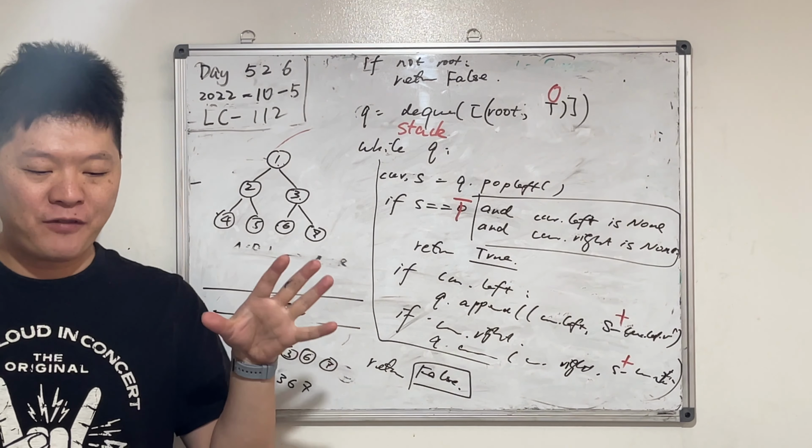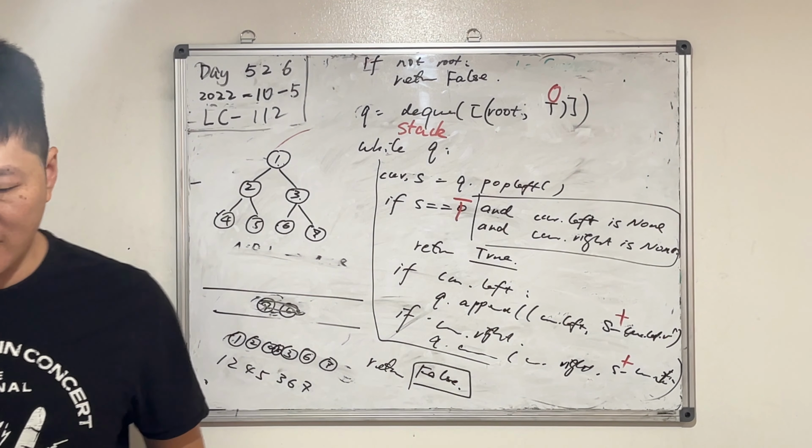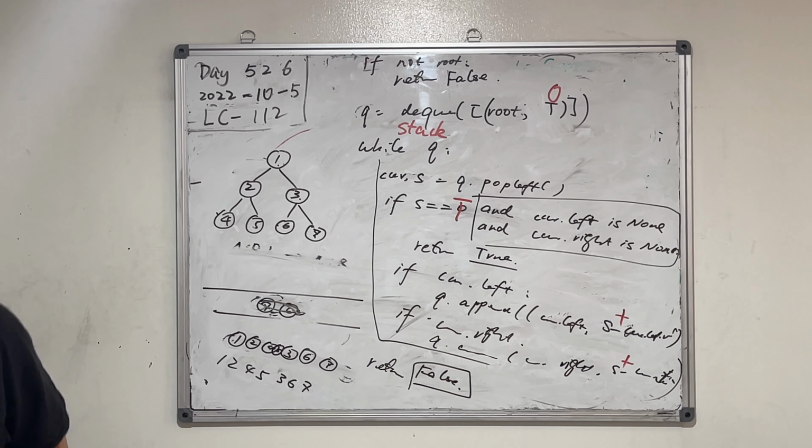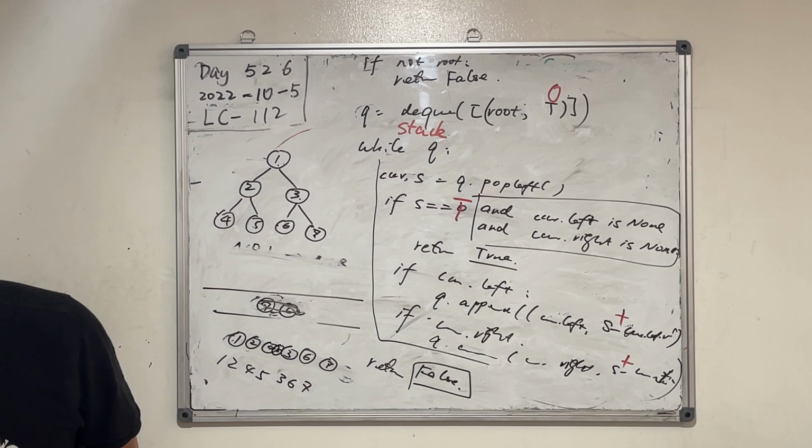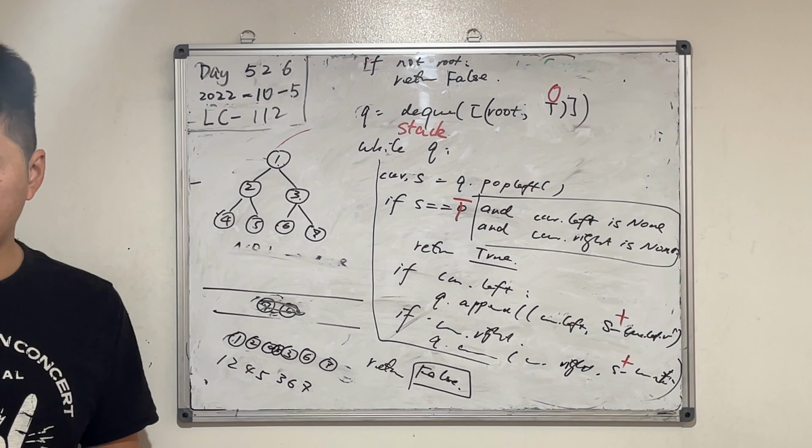Okay, let me define it. It becomes sort of depth-first search. The time and space complexity is O(n). What's n? The number of nodes. Yes, n is the number of nodes.